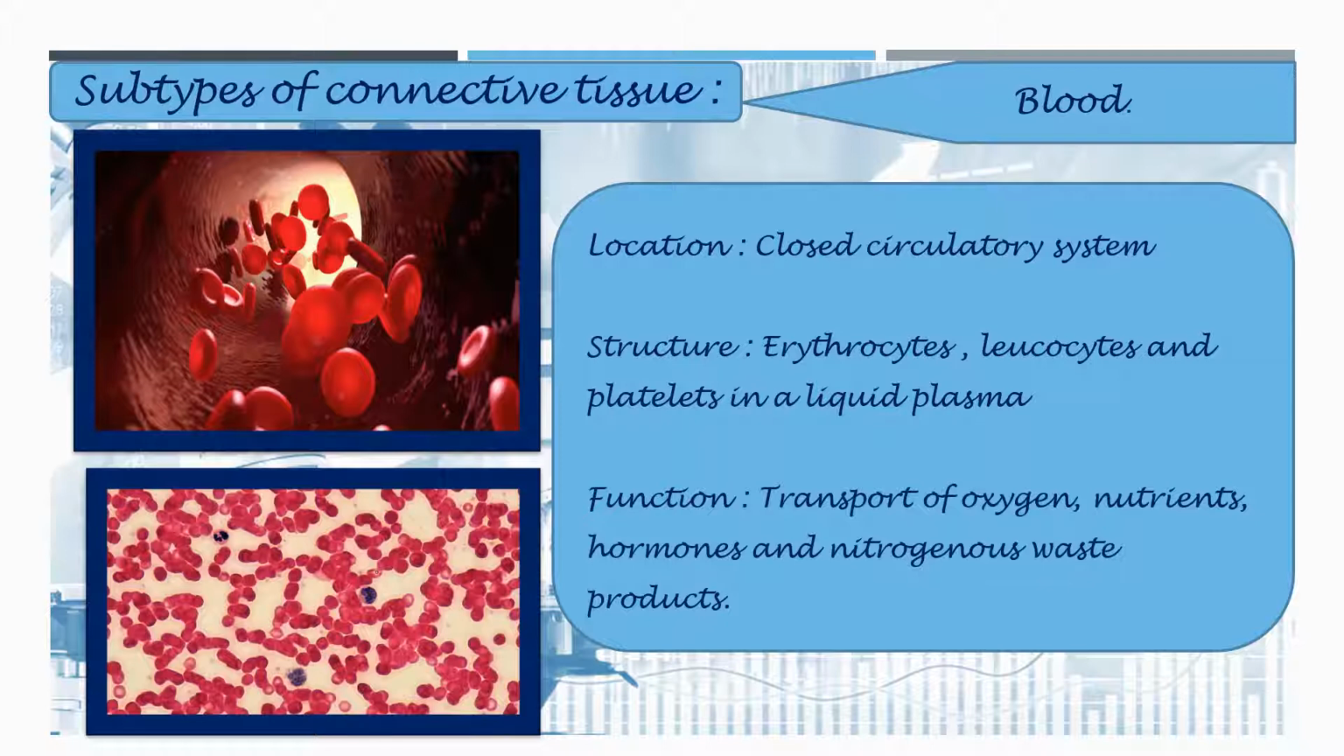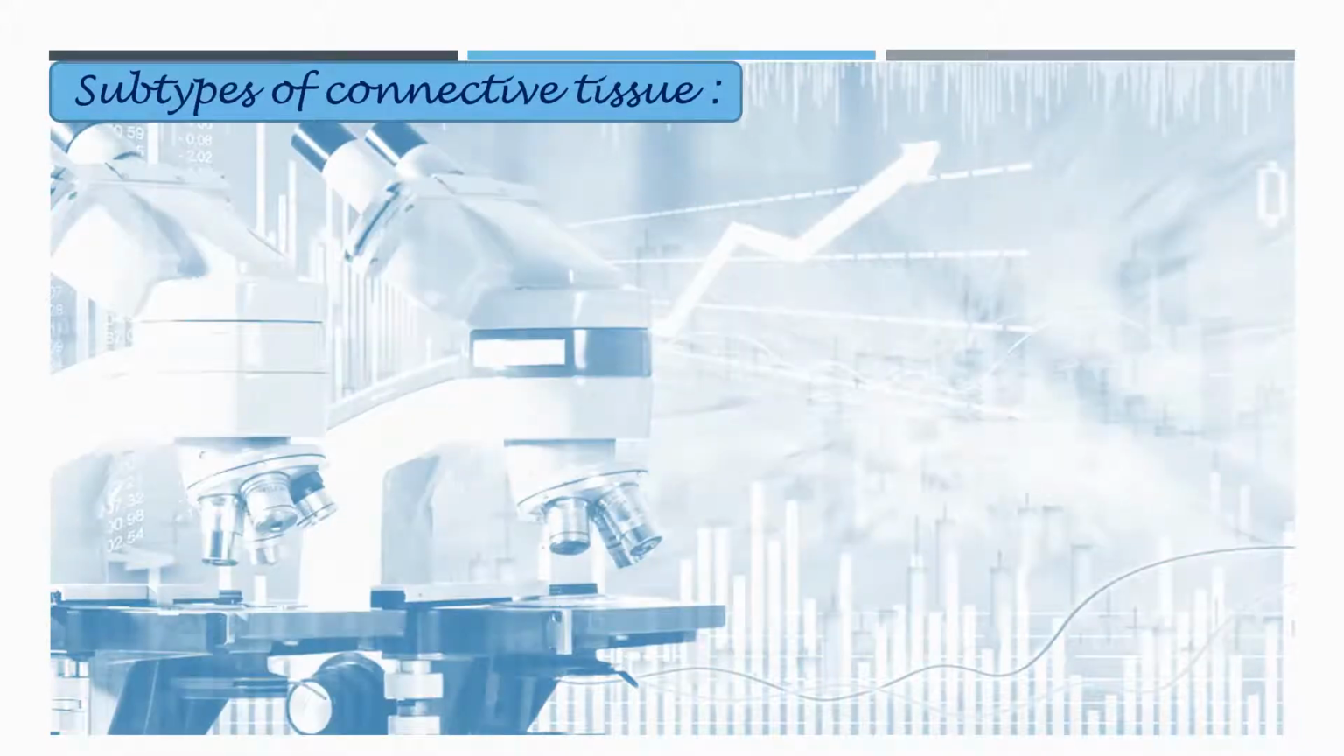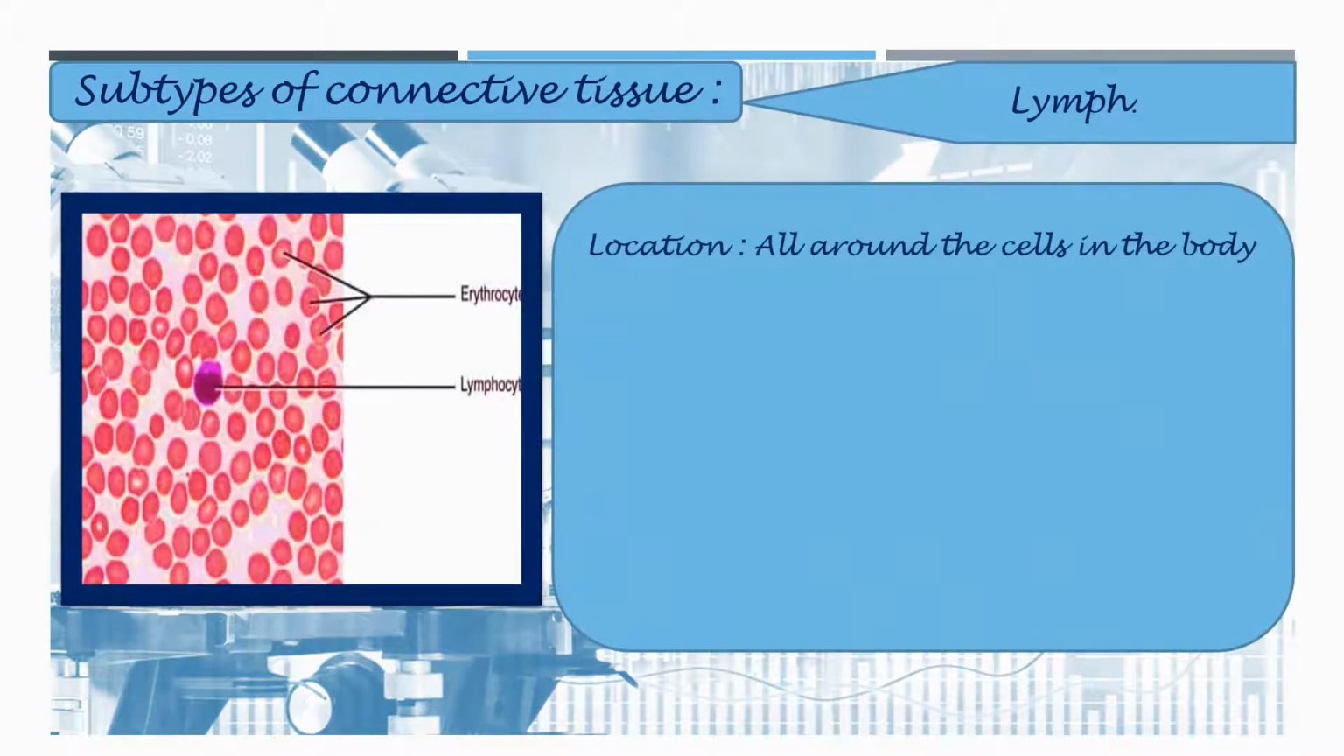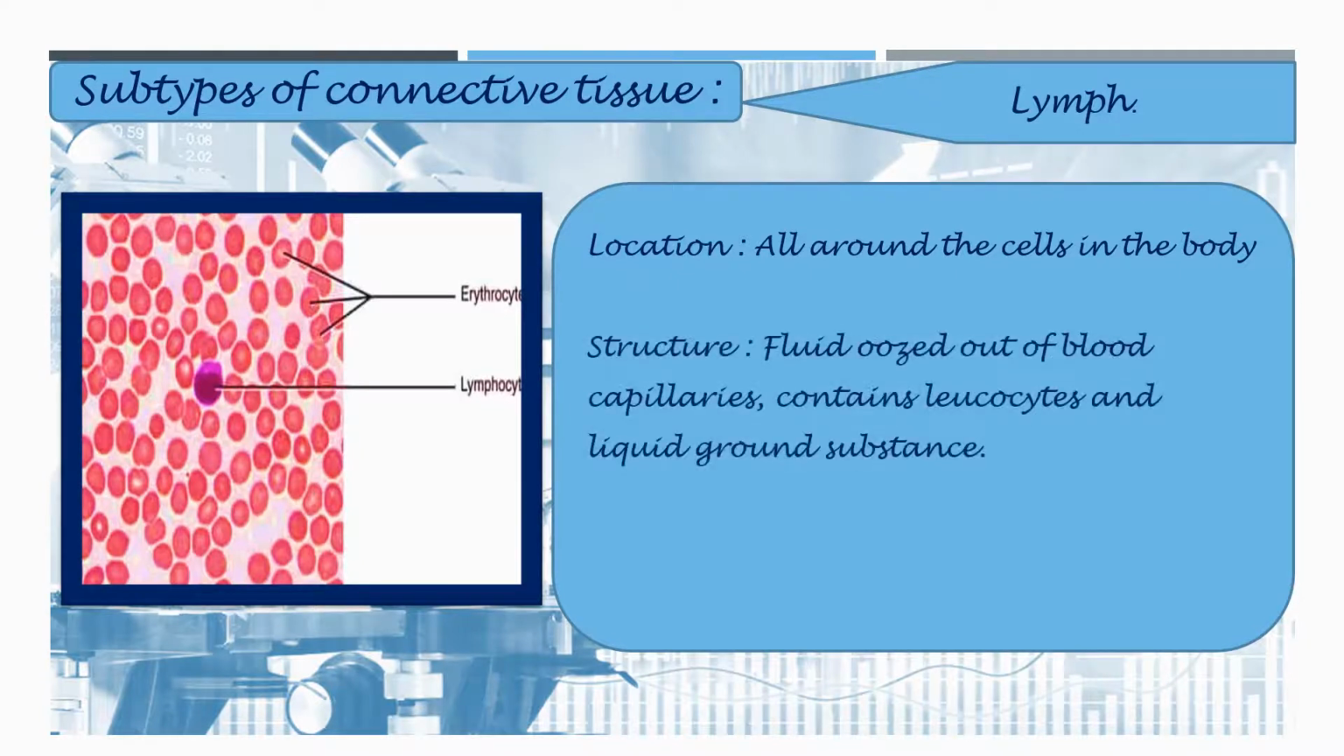Students, now the second subtype of connective tissue is lymph. Lymph is located all around the cells in the body, and the structure of lymph is fluid oozed out of blood capillaries, and it contains leukocytes and liquid ground substance. The function of lymph is to protect the body from infections.